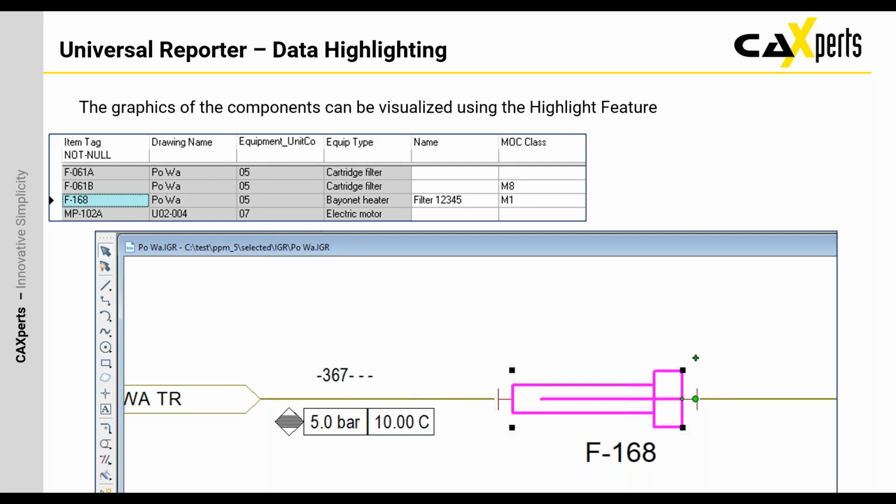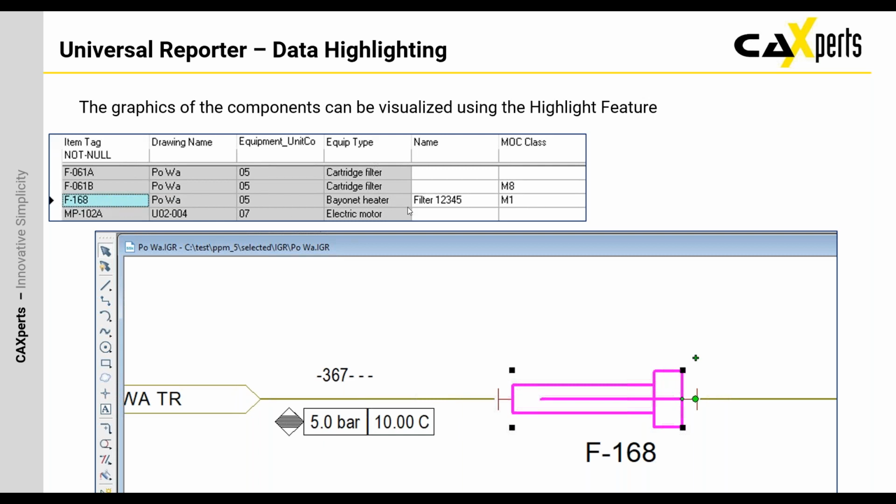Okay, and another thing that can be helpful, especially for PIDs, where the data is stored in a lot of different files, is that the components you are looking at inside the tabular view in Universal Reporter can also be highlighted in graphics. Therefore, we created a right mouse highlight command, of course only if the graphic is available. And then Universal Reporter will look at what is behind this row.